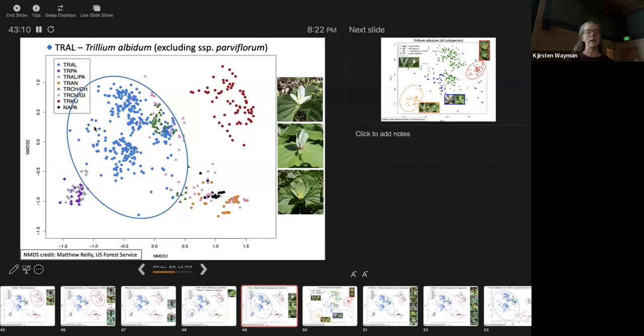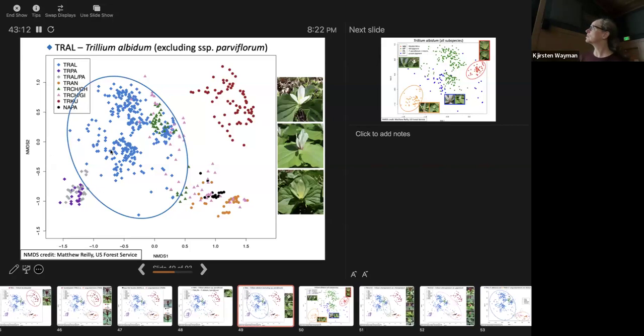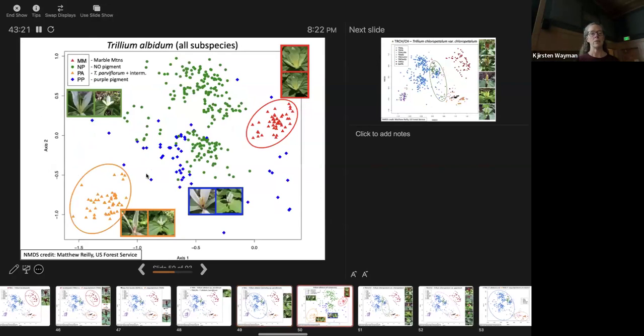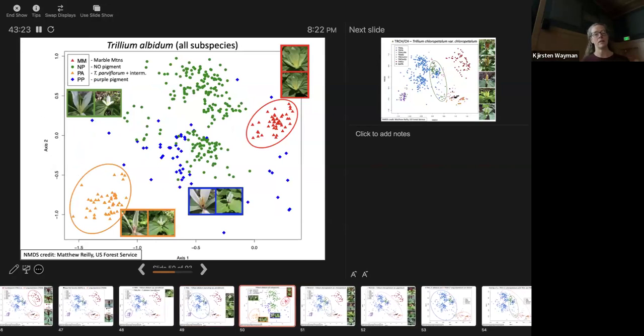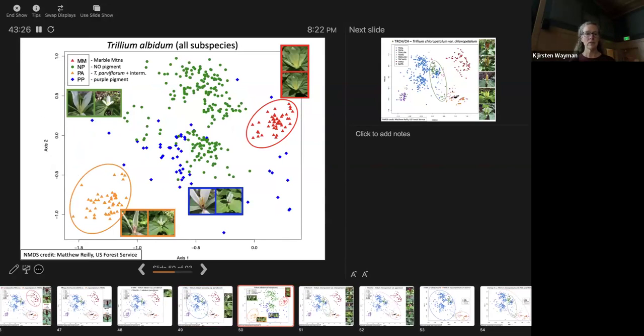Now, the rest of Trillium albidum, excluding parviflorum, is in this large circle here. And what I want to do is look at this species a little bit more closely. So we're going to look at a different plot here where the colors are a bit different. We've got Trillium albidum separated into the 4 different groups. The plants from Marble Mountains are these red triangles. You can see they cluster together nicely. So populations of Trillium albidum in the Marble Mountains are all somewhat similar to one another.